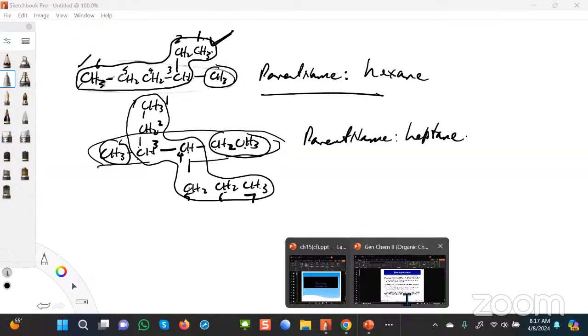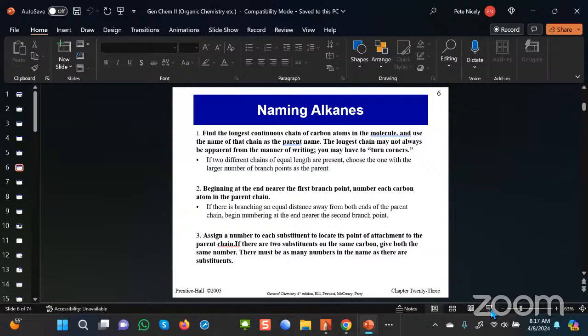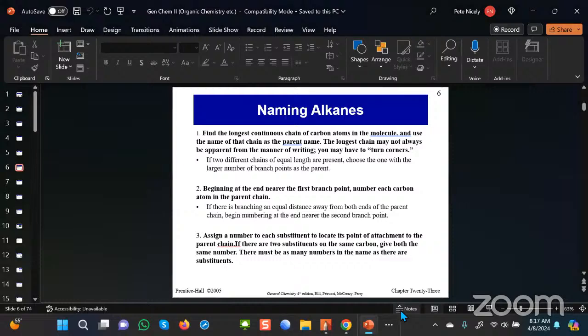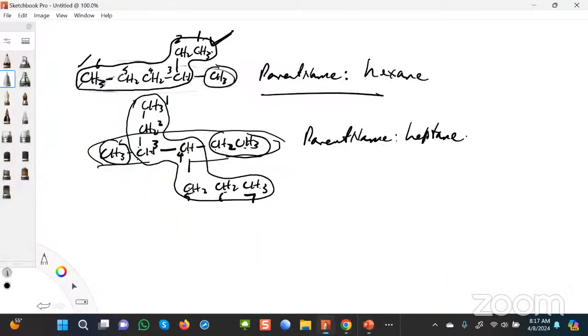Okay. So the next rule, number 3, let me blow this up here. It says assign a number to each substituent to locate its point of attachment to the parent chain. If there are two substituents on the same carbon, give both the same number. There may be as many numbers in the name as there are substituents. Okay, so let me explain what that means, going back to our examples here.